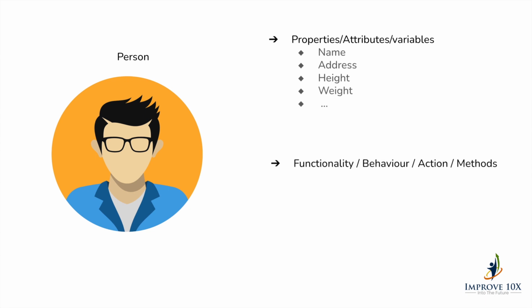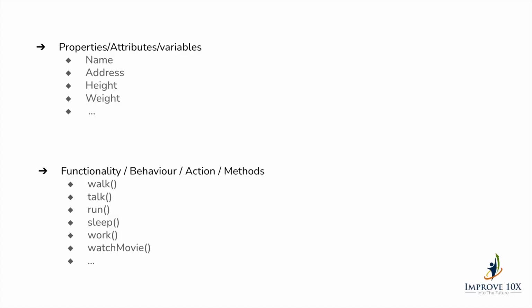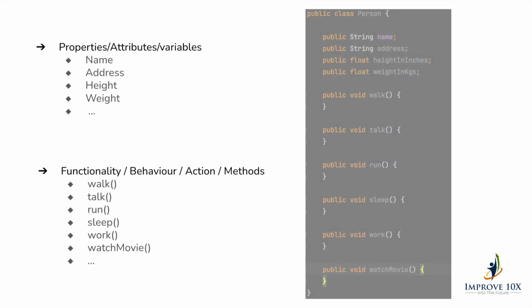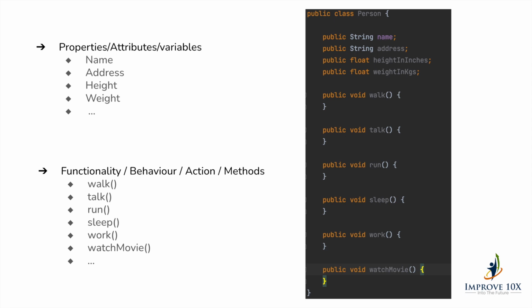Similarly, the person is also expected to have some actions or behaviors like walk, talk, run, sleep, work, watching a movie, etc. Once we have identified the properties and the behaviors, then we can easily create a class. You can create more meaningful names like height in inches, weight in kgs, etc.